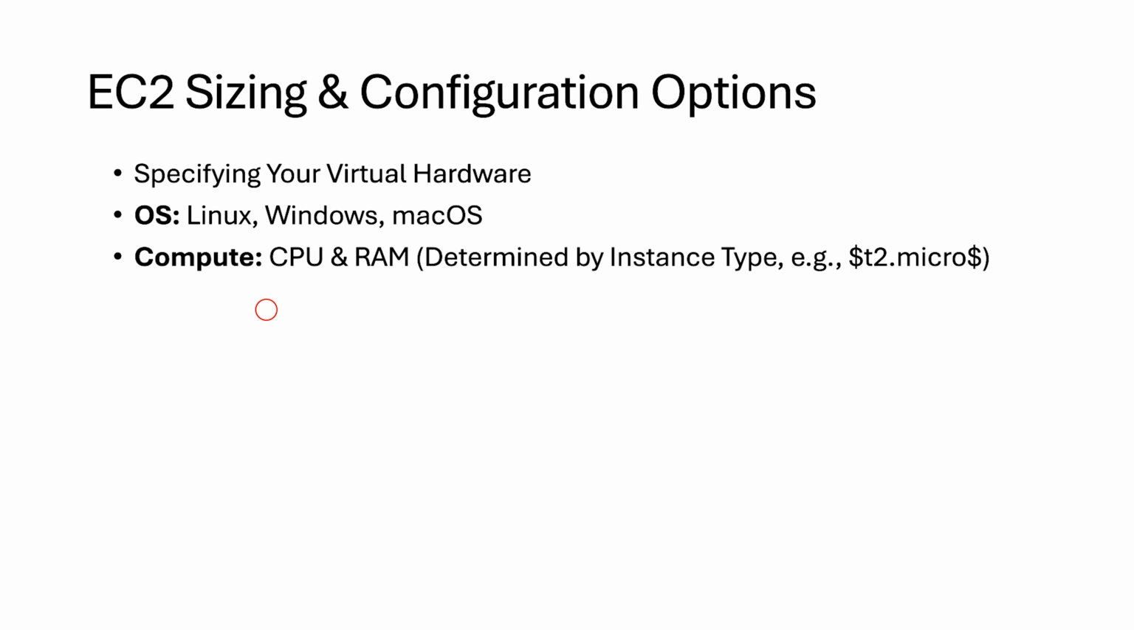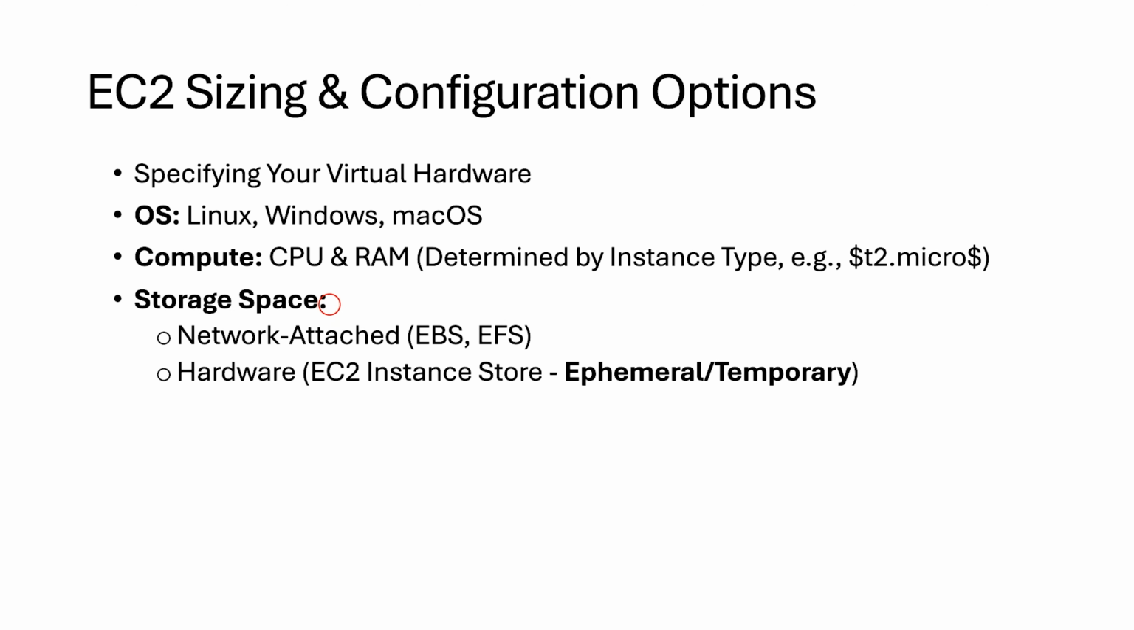And second, compute power, meaning CPU, right? You decide on the number of virtual CPU cores and raw processing speed, and even memory, RAM. How much random access memory does your application need to run efficiently? These two configurations you can do by specifying the values. And third, storage space. You have a choice here. You can select network attached storage like EBS and EFS. We will discuss these things in depth in later sessions.